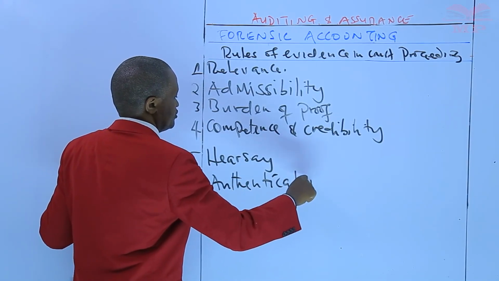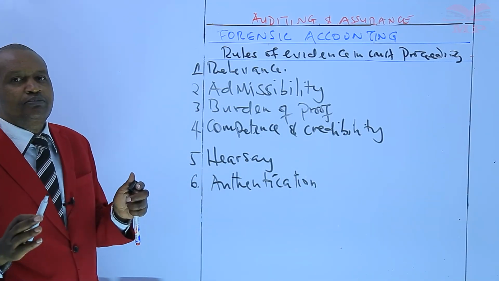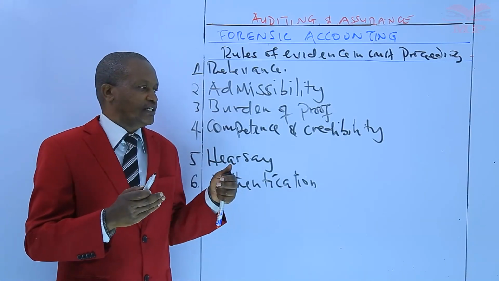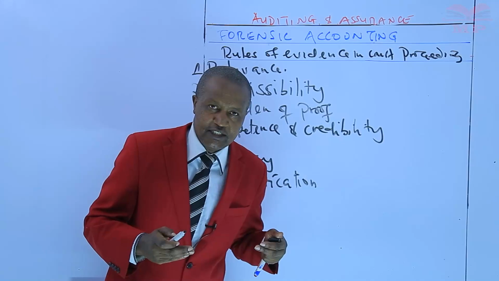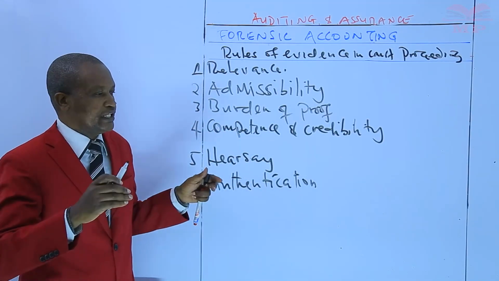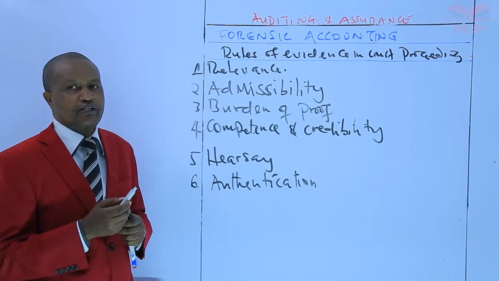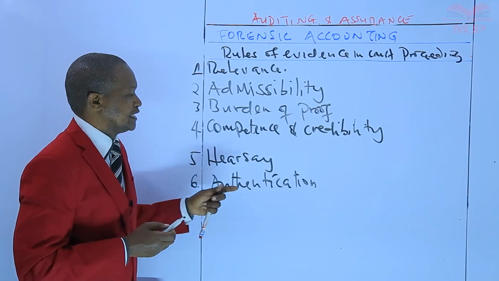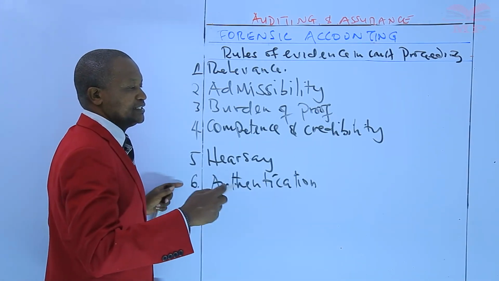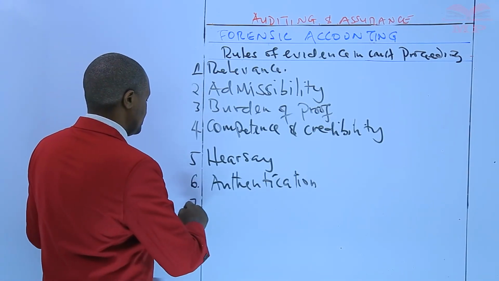Then number 6, authentication. Evidence must be properly authenticated to establish its relevance, to establish its reliability. And this involves providing sufficient evidence to show that the item or testimony is what it purports to be. Authentication, from the word authenticity.